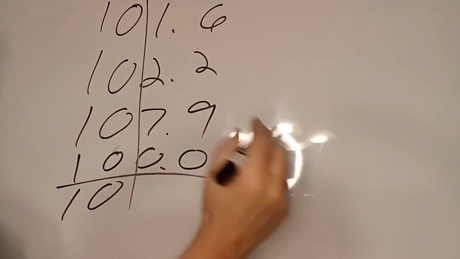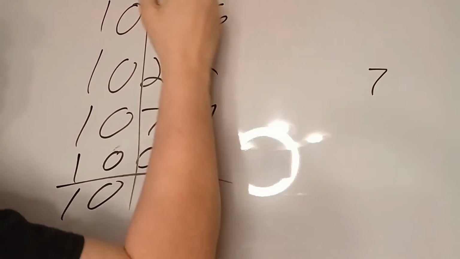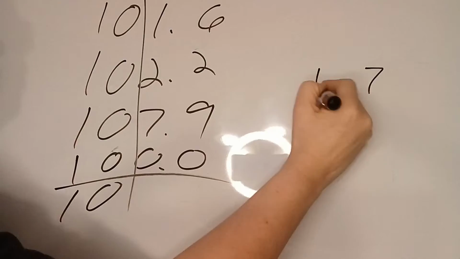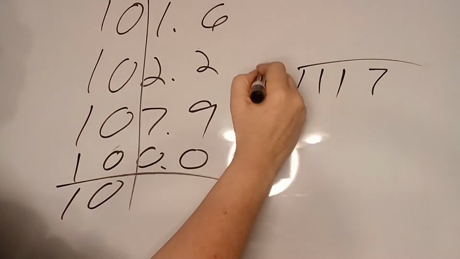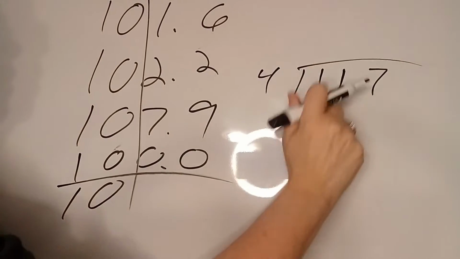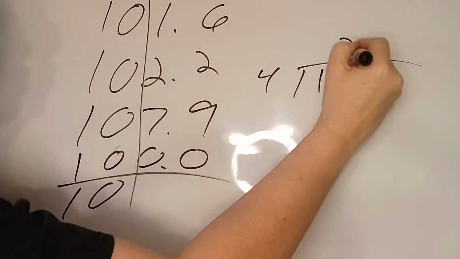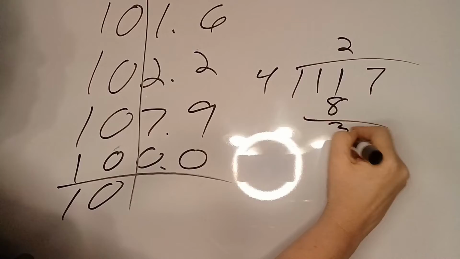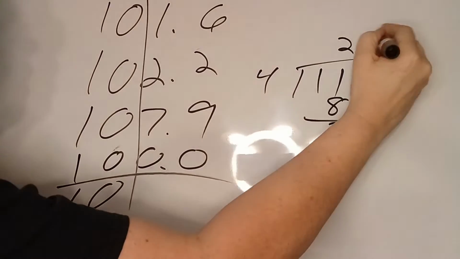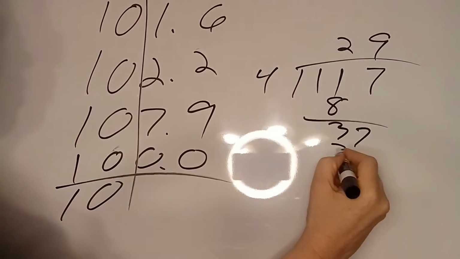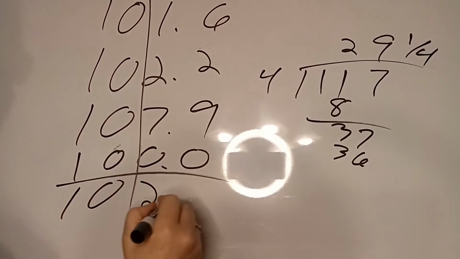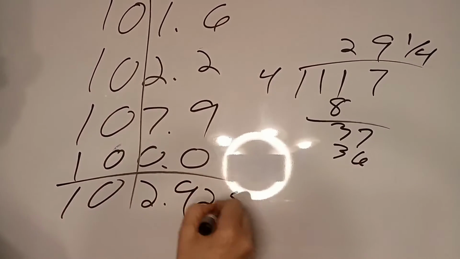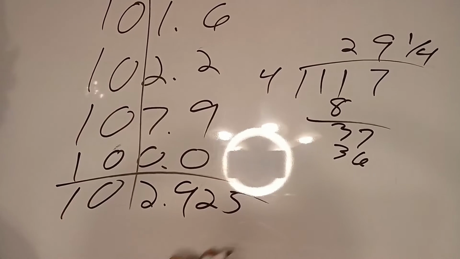So 8 and 9 is 17. 7, 10, 11. So 11, 17 divided by 4. Okay, that is 2 and 9 and 1/4. So our answer is 102.925.